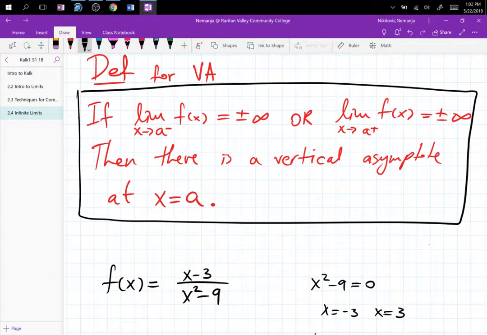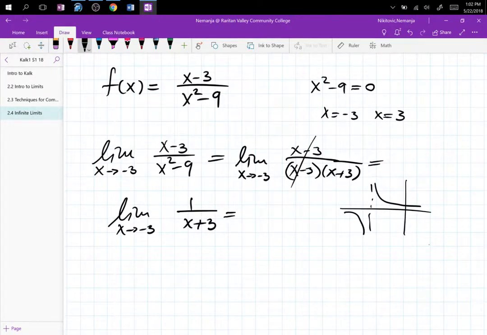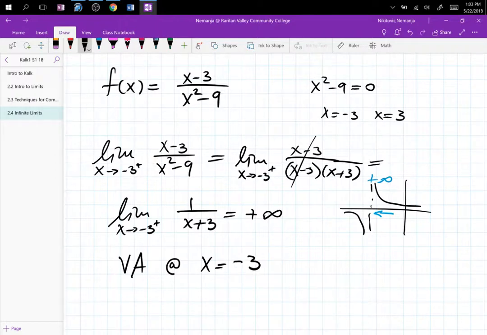Remember the definition for this. So you are supposed to pick. Let's do plus. Doesn't matter which one you do. Let's do negative 3 plus, from the right. So as you approach from the right, you get positive infinity. Yay! It matches the definition. The definition for vertical asymptote says if you get any infinity, it's a vertical asymptote. So, yay. Vertical asymptote at x equals negative 3. Fine. Saved, right?